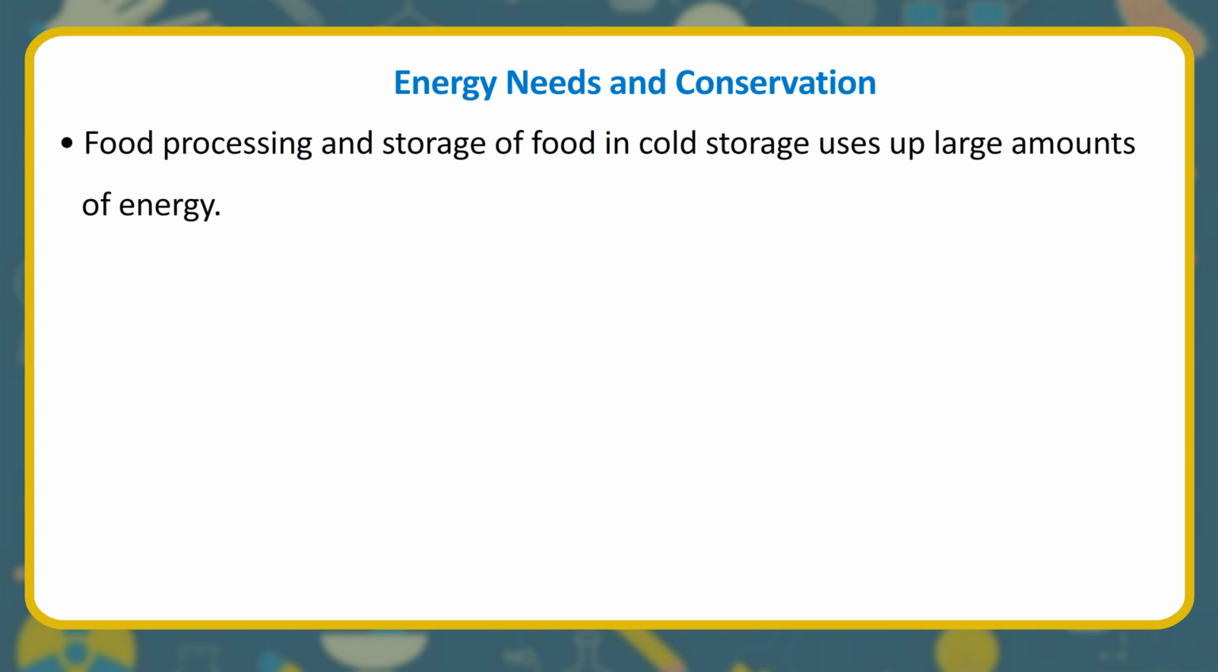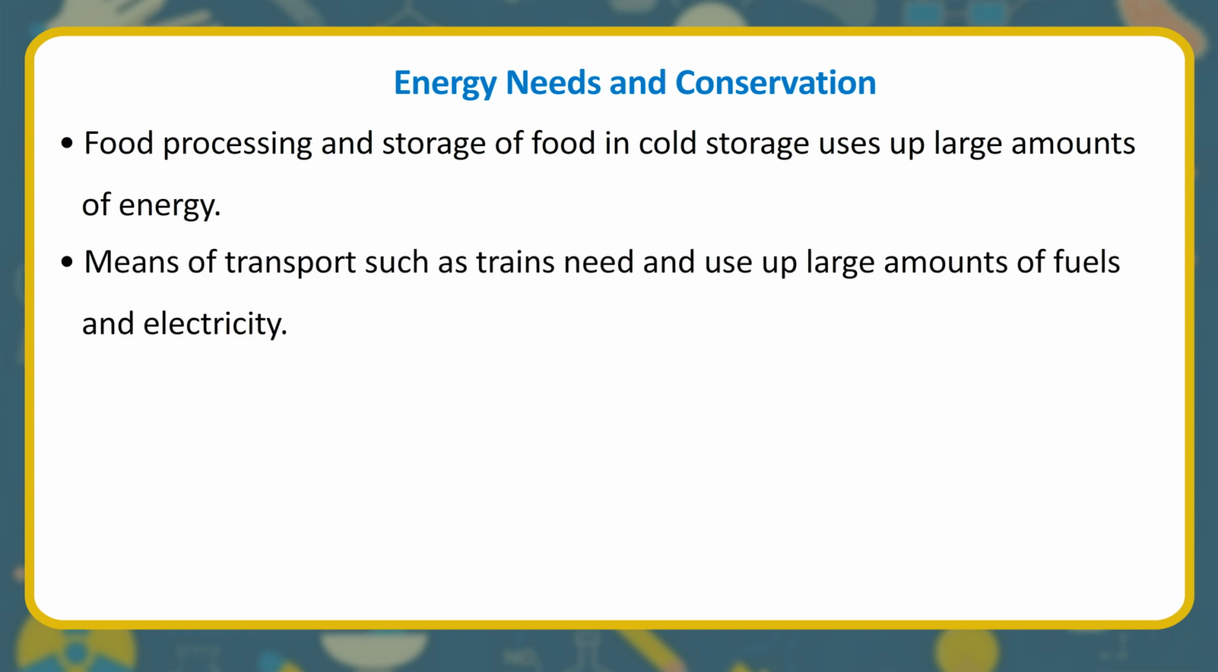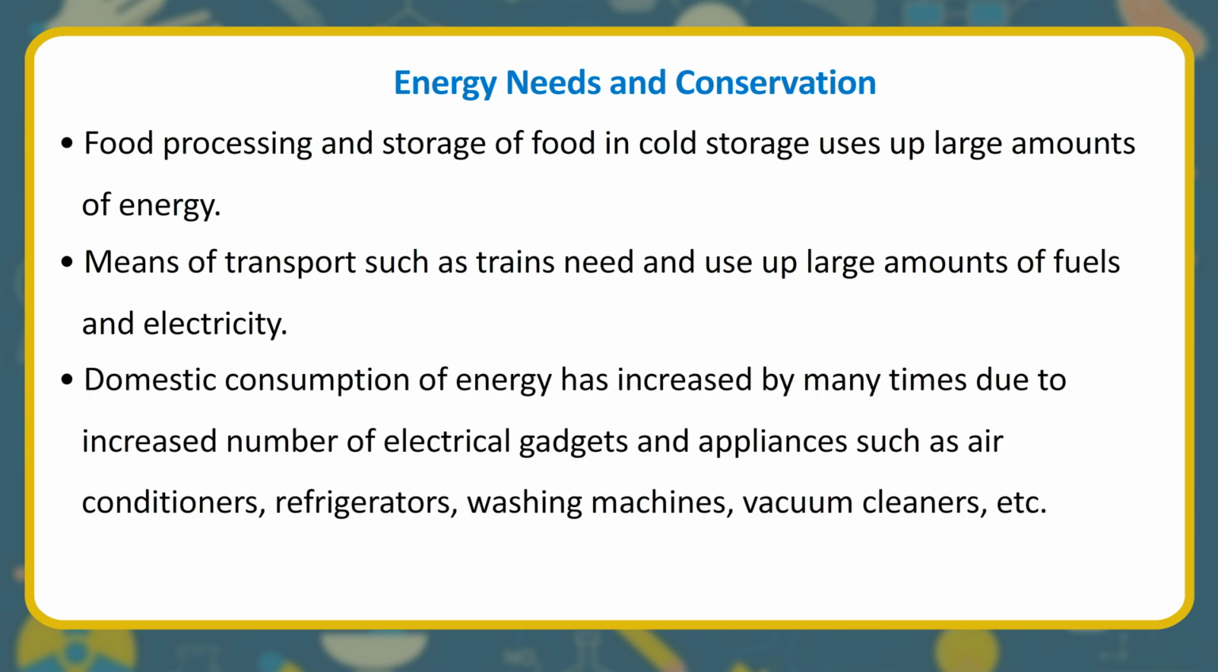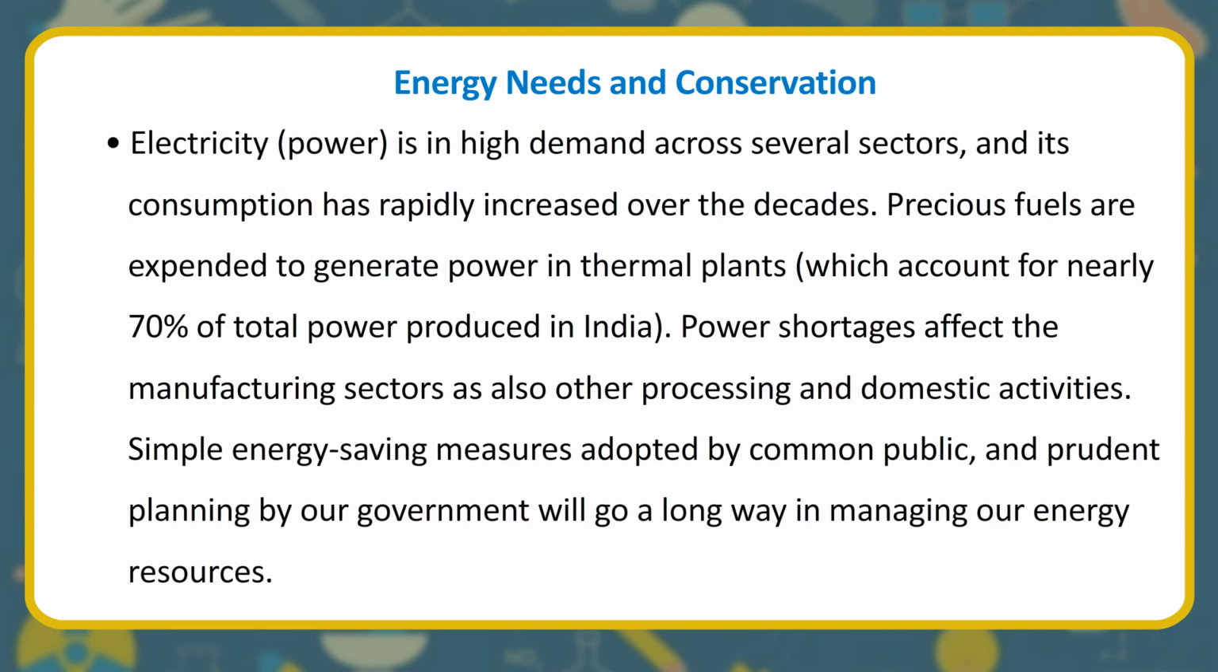Food processing and storage of food in cold storage uses up large amounts of energy. Means of transport such as trains need and use up large amounts of fuels and electricity. Domestic consumption of energy has increased by many times due to increased number of electrical gadgets and appliances such as air conditioners, refrigerators, washing machines, vacuum cleaners, etc.